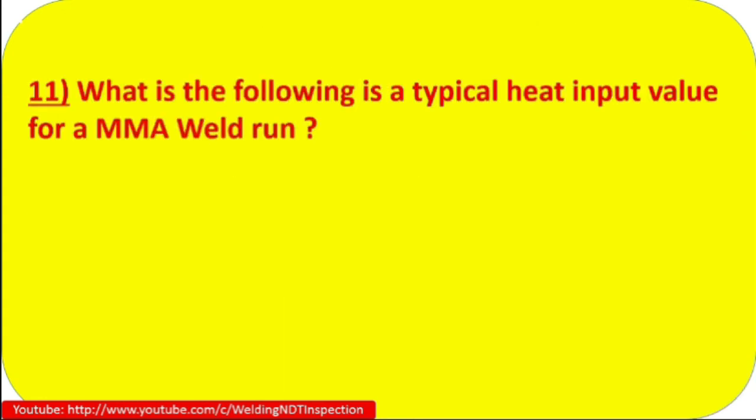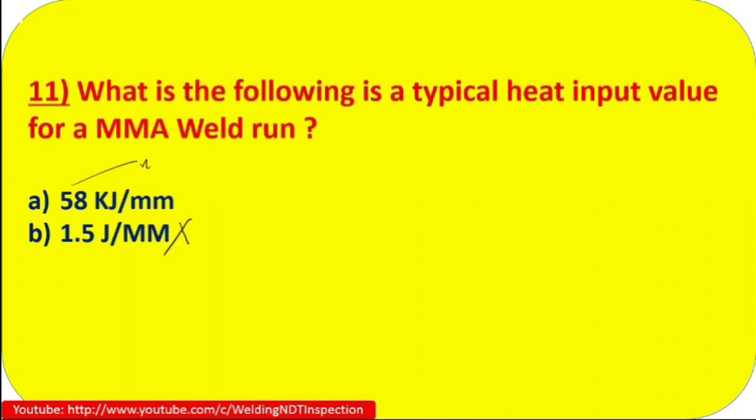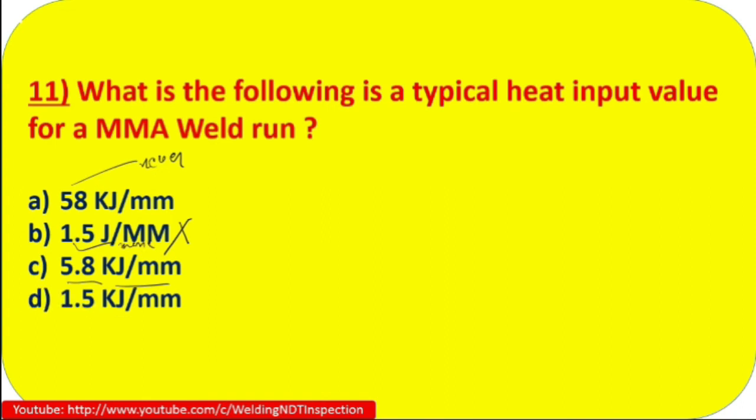Question number 11. Which of the following is the typical heat input value for MMA welding? So in MMA welding, what will be the typical heat input? There will be a typical range. So let's see, 58 kilojoule per mm is too much. 1.5 joule per mm, no, joule per mm will not be a heat input unit. 58 kilojoule per mm is too much, never. Option C, 5.8 kilojoule per mm. This is also more. D is 1.5 kilojoule per mm.